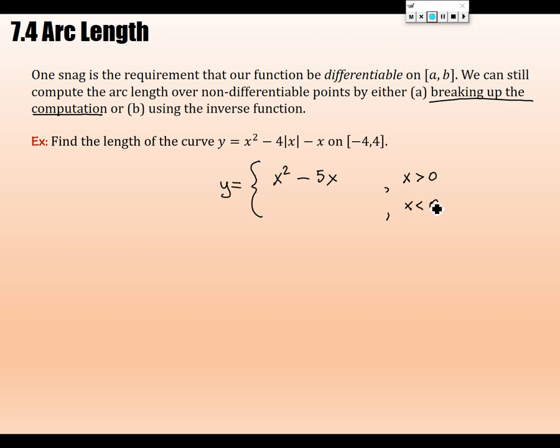Negative x? Yeah, that's really what this is. So we get x squared plus 4x minus x, which is x squared plus 3x. So we need to do it a little more slowly.